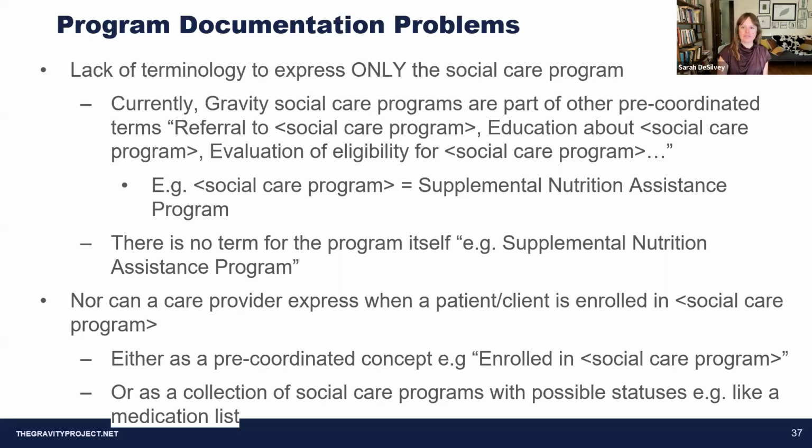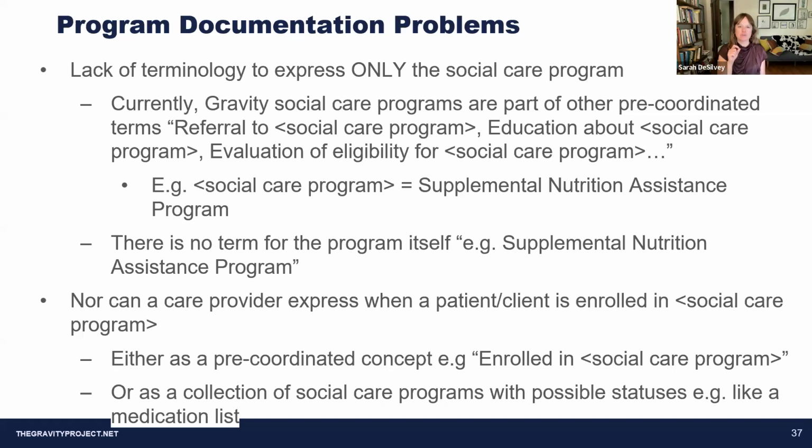Again, there's a lot of text on here, but we wanted to keep it on one slide. So one of the problem statements that leads us here is that right at present, within Gravity terminology, again, this exists in other social care taxonomies and classifications in encoded ways, right? But within HIT, we do not have the terminology to express only the social care program.